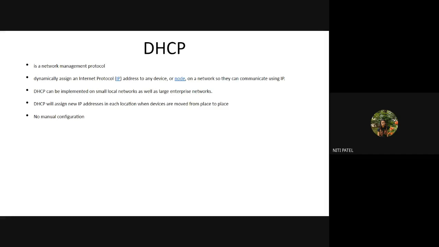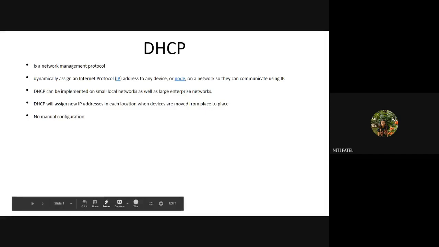So we start with the first protocol, that is the DHCP protocol. What does DHCP stand for? It stands for Dynamic Host Configuration Protocol. I repeat, Dynamic Host Configuration Protocol. What is it? It is a network management protocol.